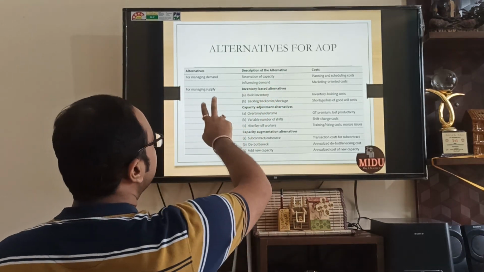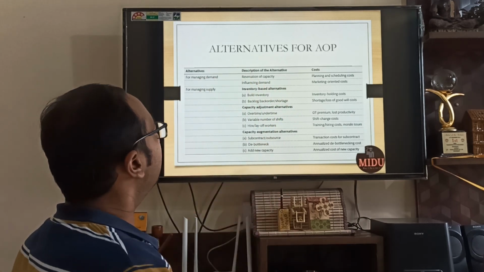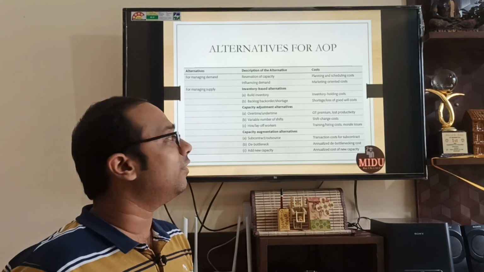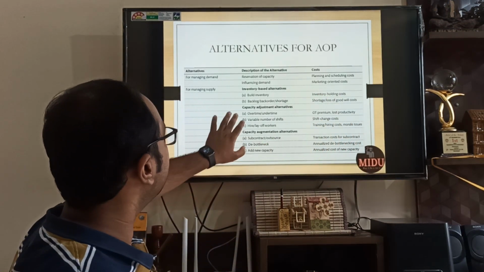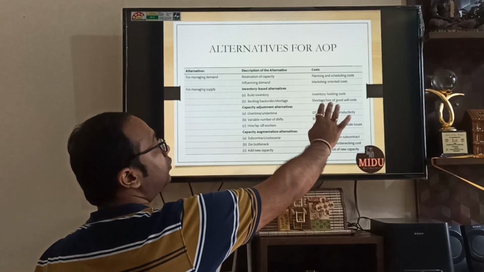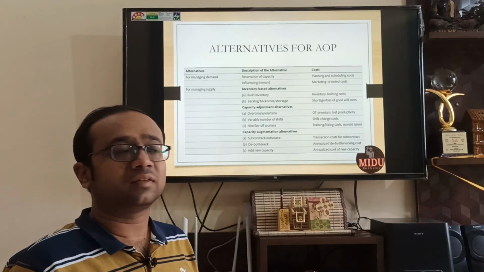For managing supply, there can be 3. One is inventory based alternative. First, you build the inventory, you keep on producing, you keep on adding inventory. But what is the pitfall? It will lead to the inventory holding cost. Second, backlog, back order or shortage. In this case, shortage or loss of goodwill cost will be there, right? You are losing out sales.